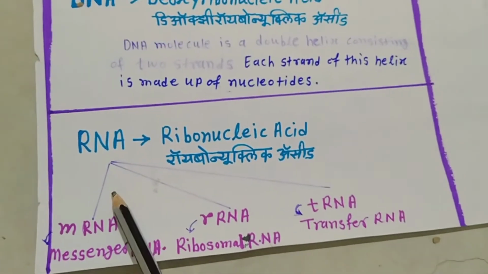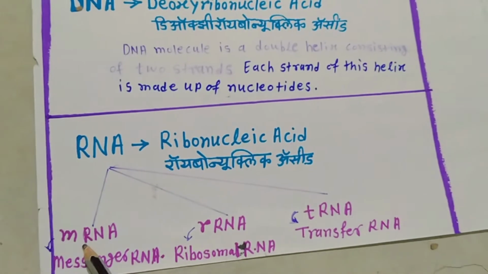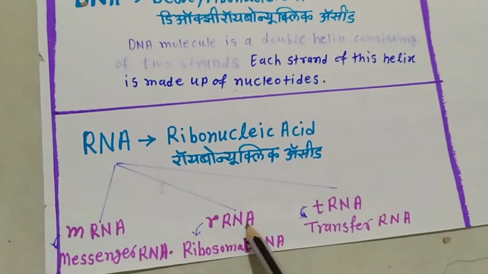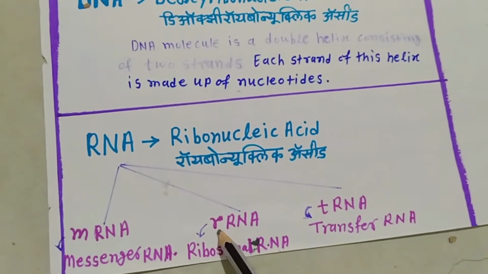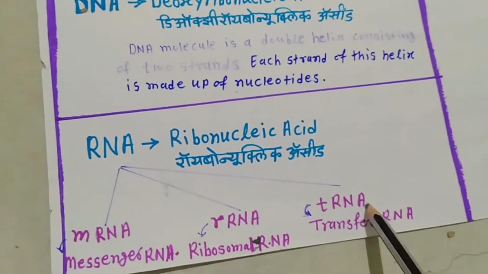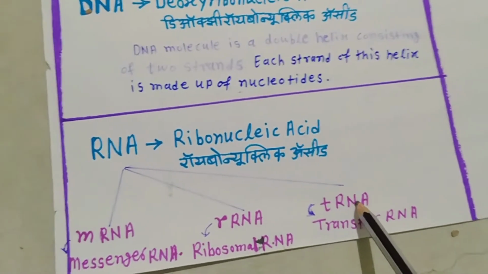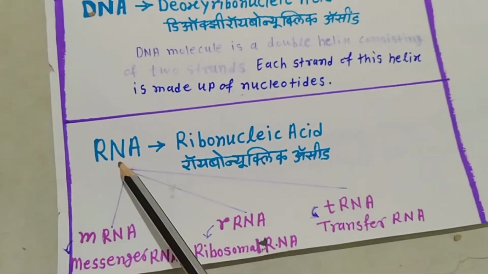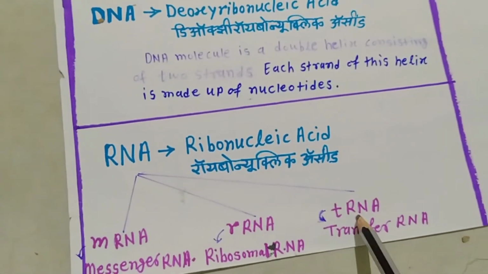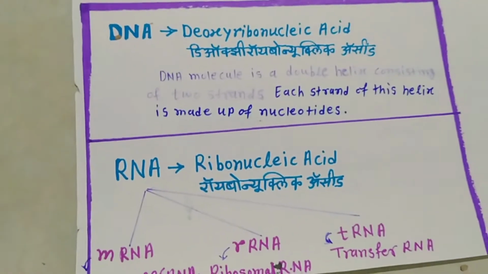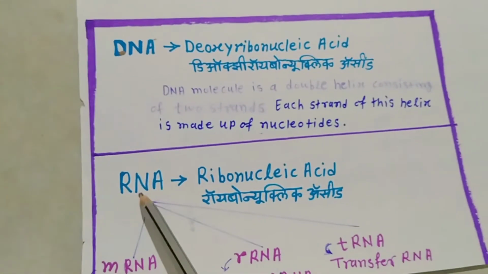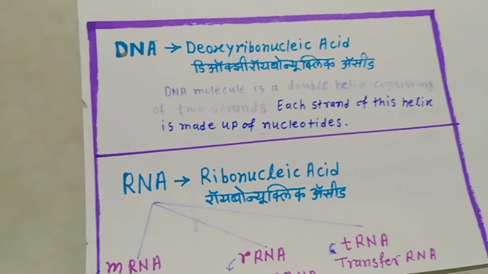Three types of RNA are present in our body. First is the messenger RNA, shortly called mRNA. Second is the ribosomal RNA, shortly called rRNA. And third, the transfer RNA, shortly called tRNA. So these three types of RNA are present in our body: messenger RNA, ribosomal RNA, and transfer RNA. Both these materials, DNA and RNA, are important to our body.